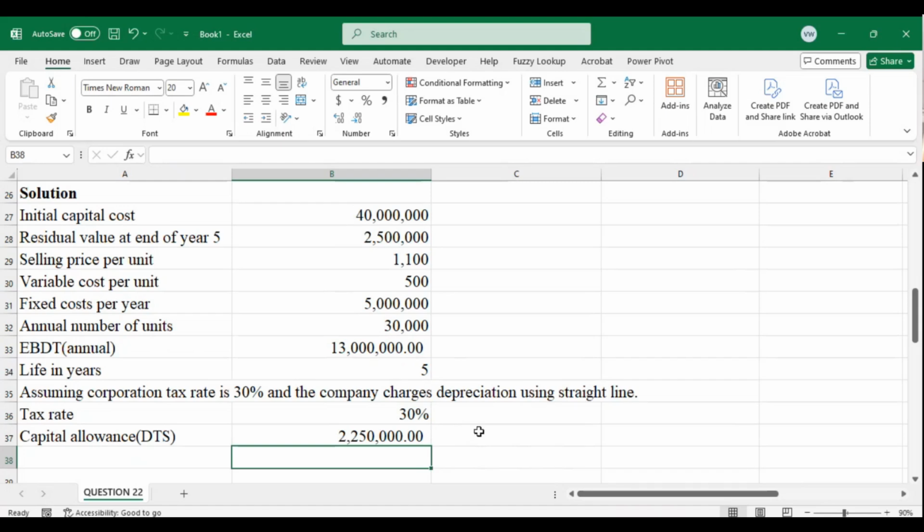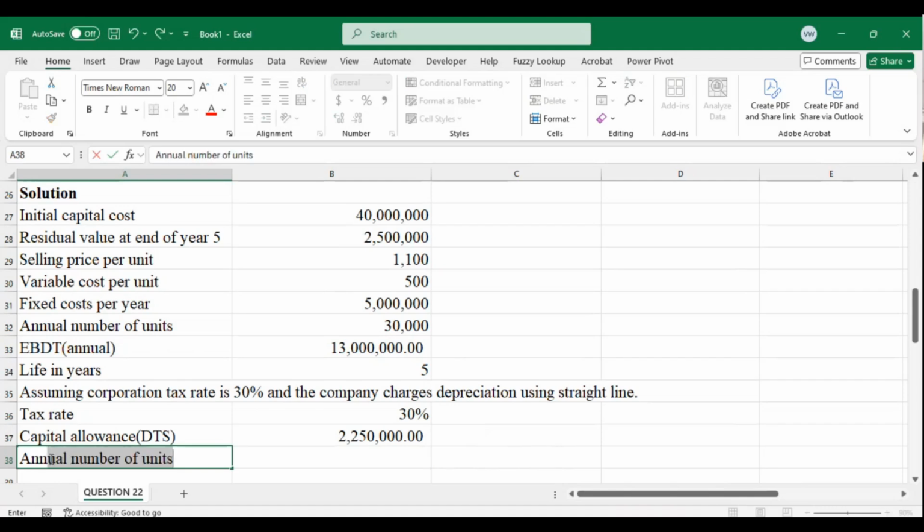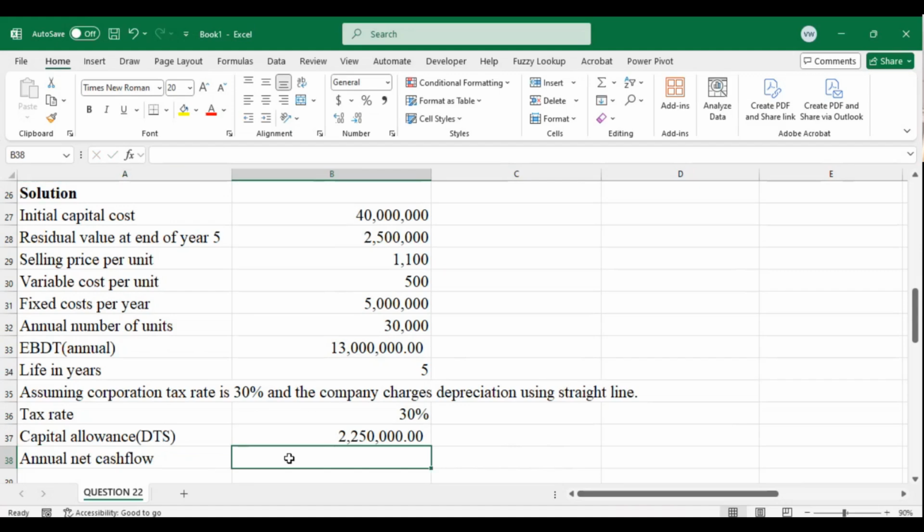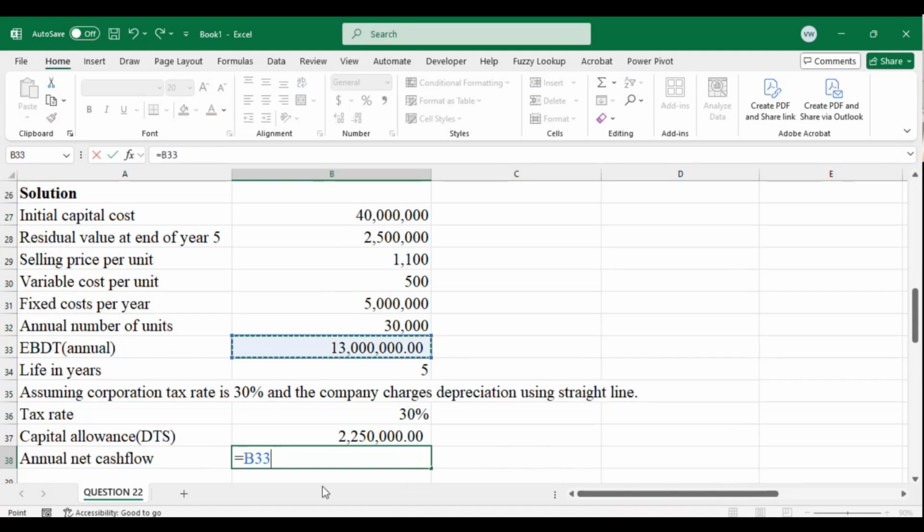So after getting the DTS, now we can get our annual net cash flow. And that is what we needed. So the annual net cash flow now will be given by our earnings before depreciation and tax.